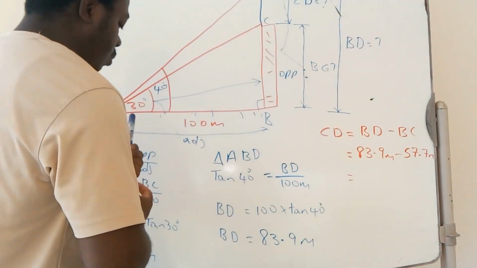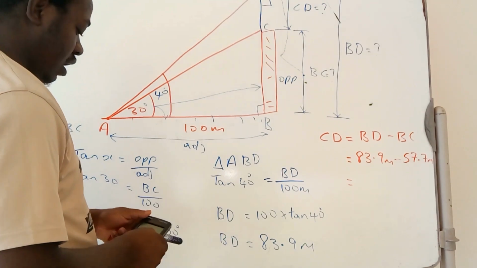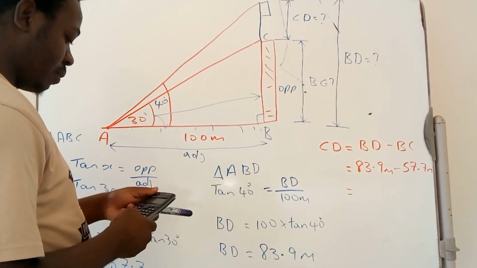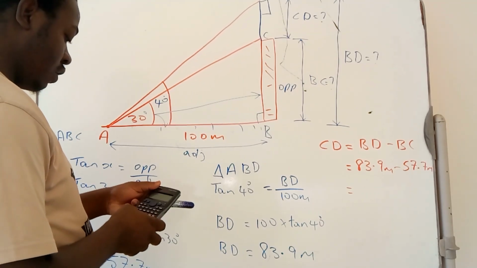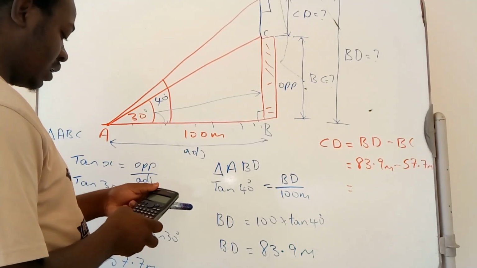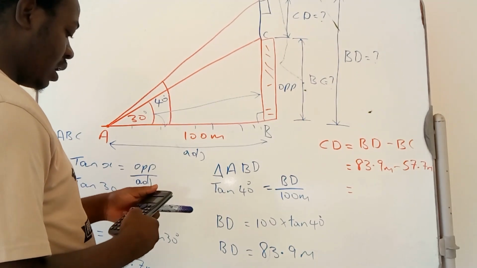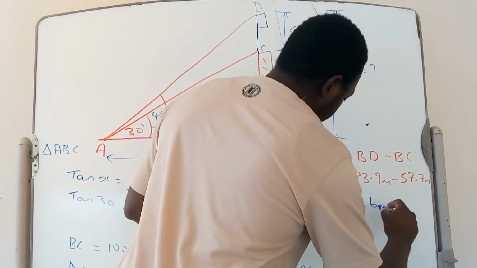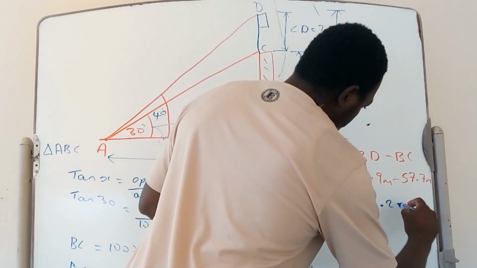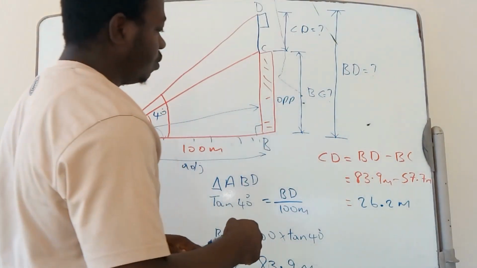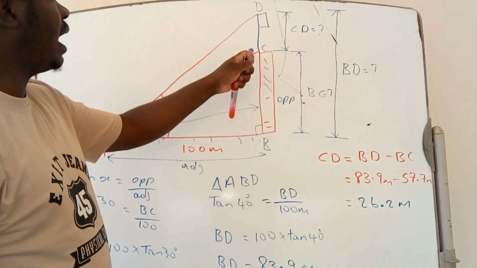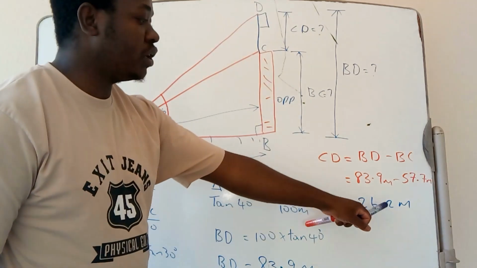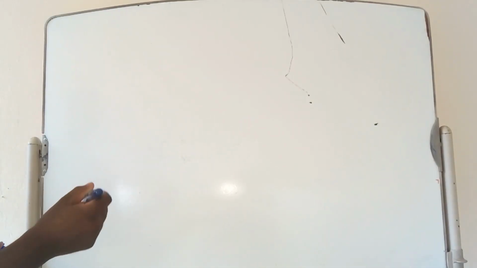Which is equal to, put that on your calculator, so you have 83.9 minus 57.7, and that is equal to 26.2 meters. So therefore, the height of the flag is 26.2 meters.